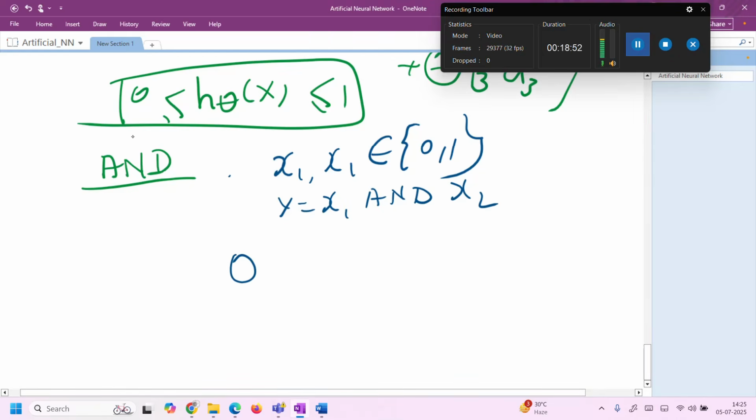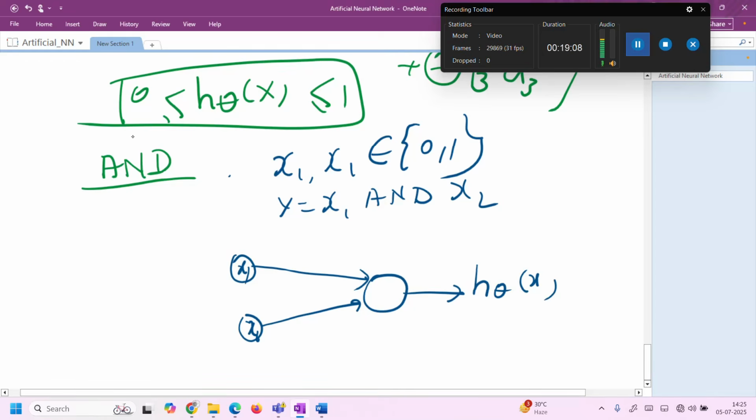Now the input layer will have 2 inputs. Let this be x1 and x2, and we will have just directly the output layer. So in one sense it is simple logistic regression. A neural network with just input and output layer is nothing but very simple logistic regression. Now let's define the weights. So it will be theta 1 0, theta 1 1, theta 1 2, with this x0 possibly.